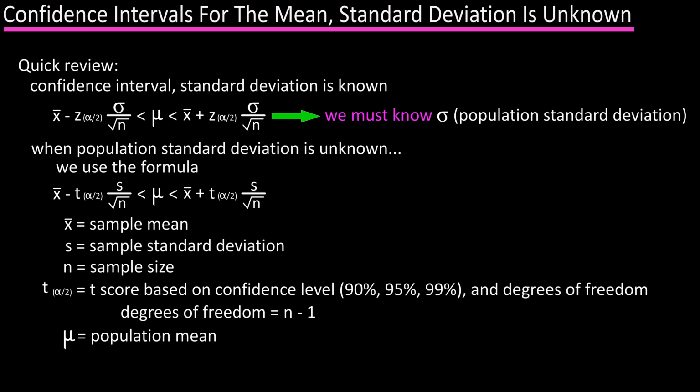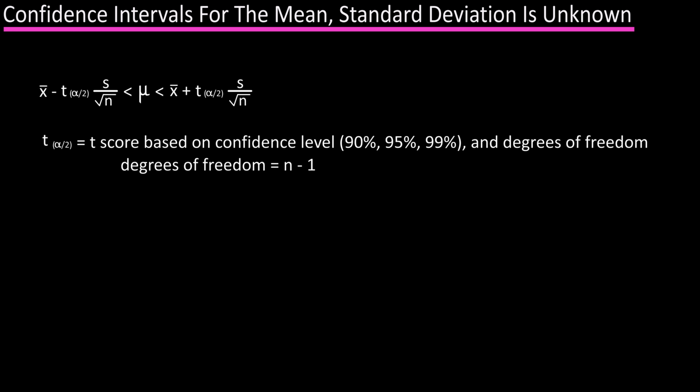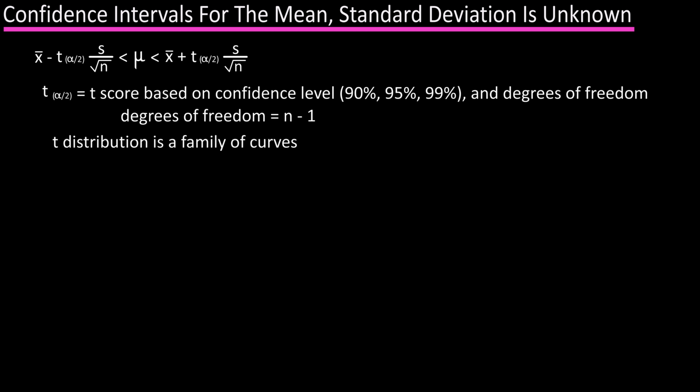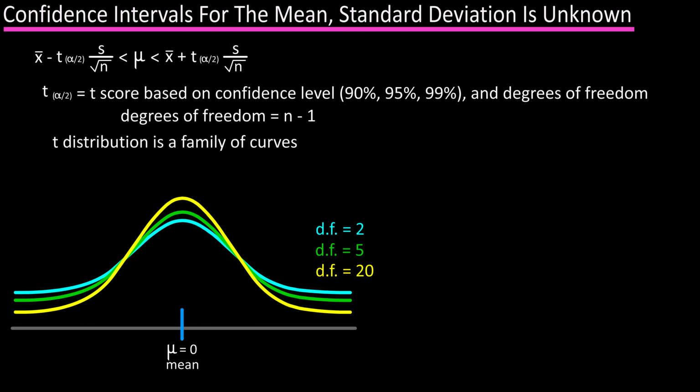And to use this formula, the sample must be random, and the sample size must be greater than or equal to 30, or the population must be normally distributed. The t-distribution is actually a family of curves, which are determined by the degrees of freedom. For instance, here's an example of a t-distribution where the degrees of freedom are equal to 2. And here's a t-distribution for 5 degrees of freedom, and here's a t-distribution for 20 degrees of freedom.